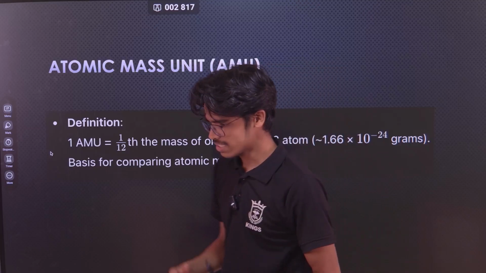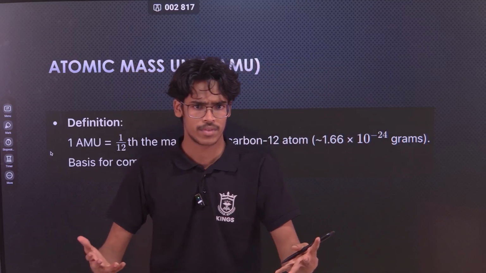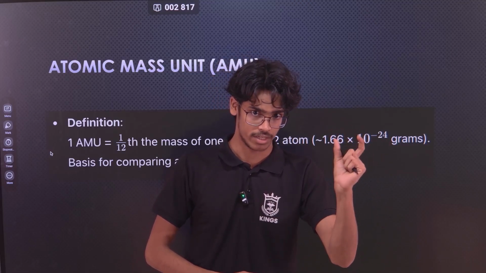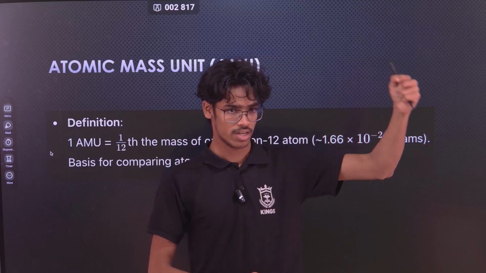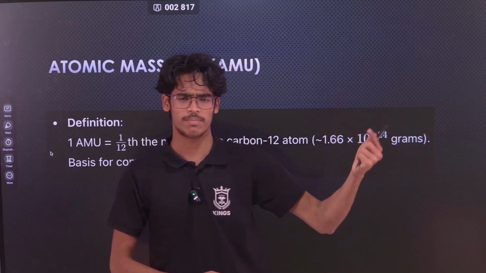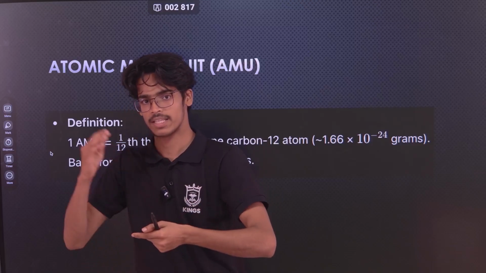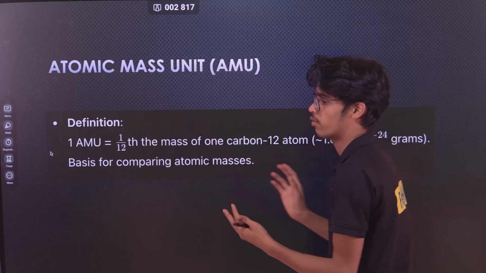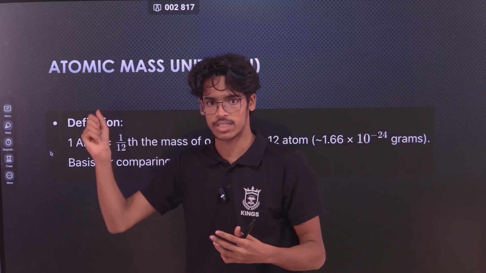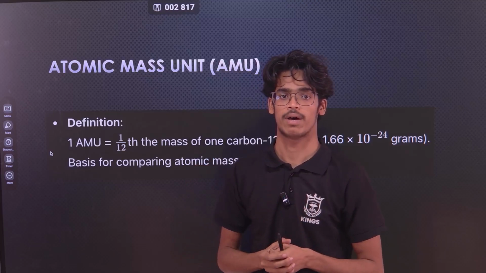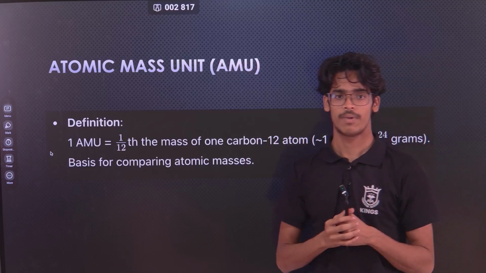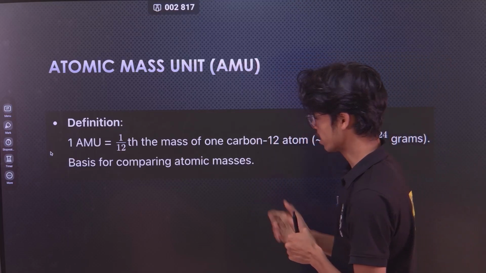So just like every unit is defined, for an example, a length of 1 meter is defined as 1 by 3 billionth part of the distance traveled by the light in 1 year. Same way this also has to be defined: what is 1 atomic mass unit, how do you define 1 atomic mass unit? The way to define atomic mass unit, we used 1 carbon atom.